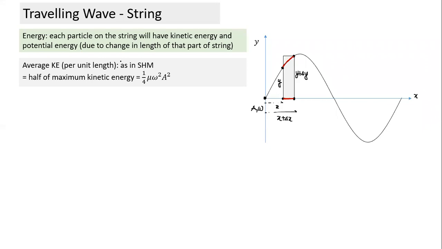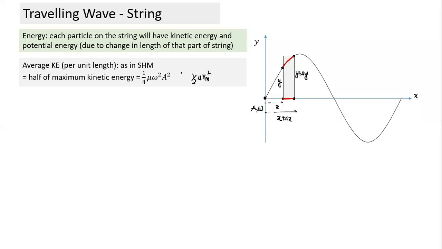We calculate average kinetic energy from the principle of SHM. Average kinetic energy in SHM is half the maximum kinetic energy. And what is the maximum kinetic energy? Maximum kinetic energy is 1 by 2 mu Vmax squared, and Vmax is equal to omega A. Half of that is 1 by 4 mu omega squared A squared. That's the average kinetic energy per unit length. Only thing you notice here is, in place of m, why has the mu term come here?